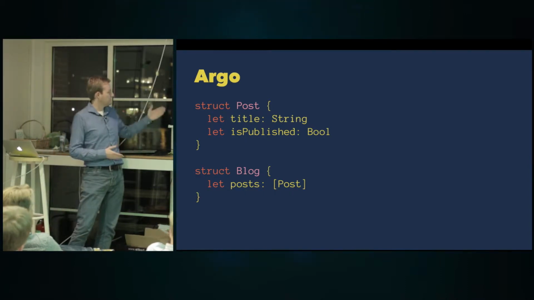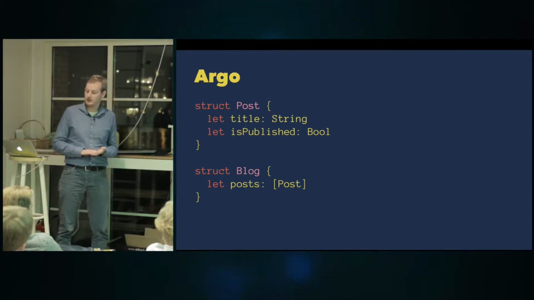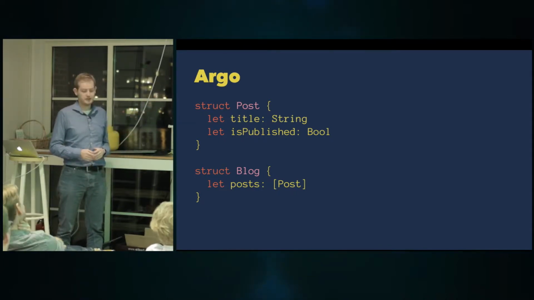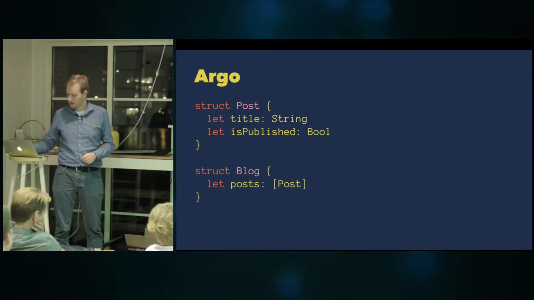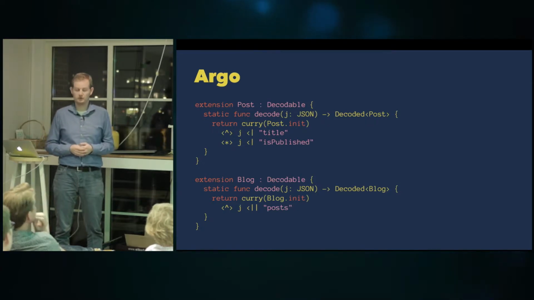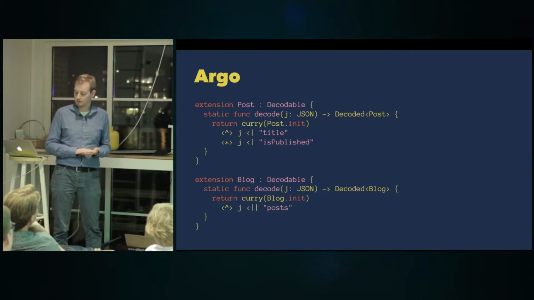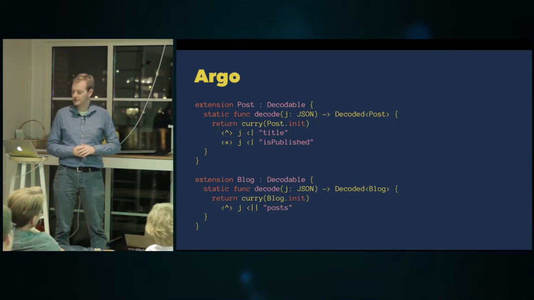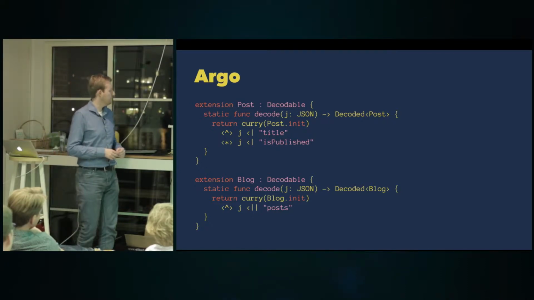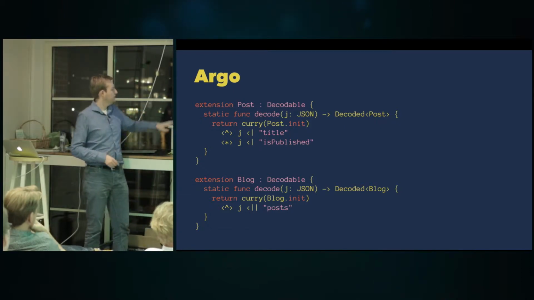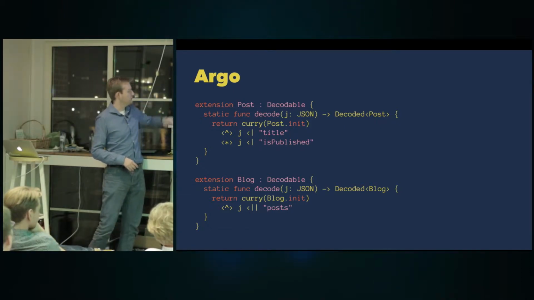So we have these two structs, the post struct again, and now I've created a blog struct which has a list of posts. For Argo, you have to implement a protocol, and we can do that in an extension. The protocol is called Decodable. You have to define a static decode function, which takes a JSON and returns a decoded post, or a decoded blog. So the type signature is easy enough. That's how the library works.